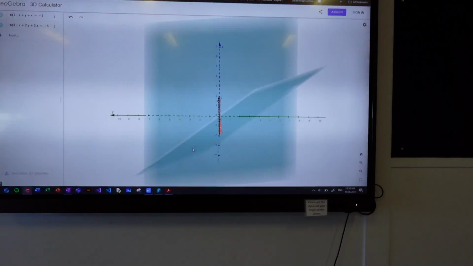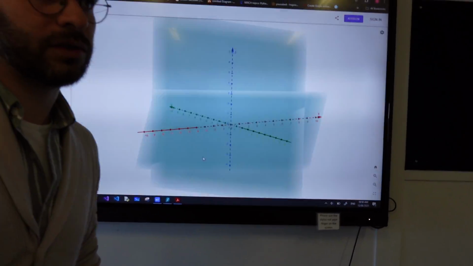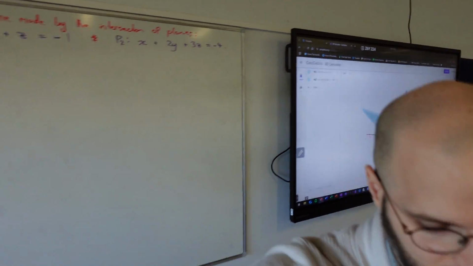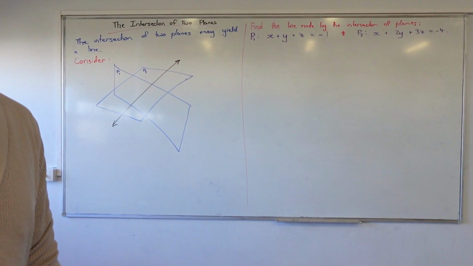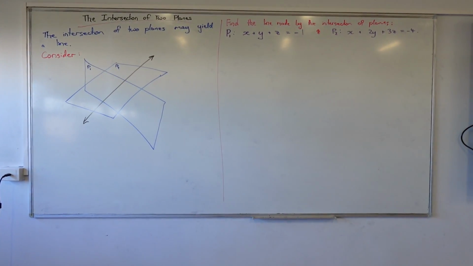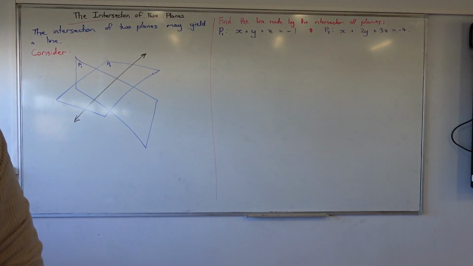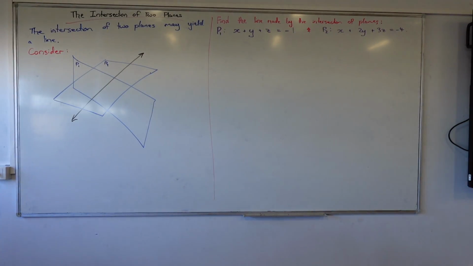What we're going to do is determine how we can find the line that defines the intersection of two planes. Now, this method I'm going to show you is a lot easier than the method I've been using the last few years, which is nice.